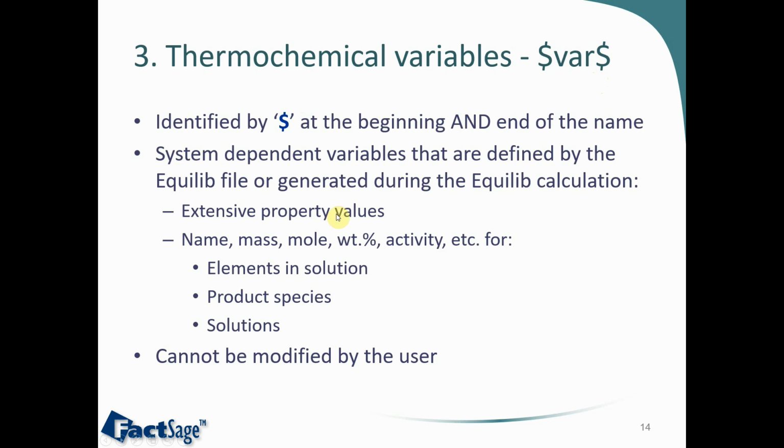They are generated by the equilib file and during the equilib calculations. They refer to extensive property values, or names, mass, mole, concentration, activity, and so on, for elements in solutions, product species, and also solutions. Essentially any information that you can get from equilib will have a matching thermochemical variable to be retrieved by the microprocessor. As for system variables, they cannot be modified by the user. However, the value can be printed or stored in a user variable.